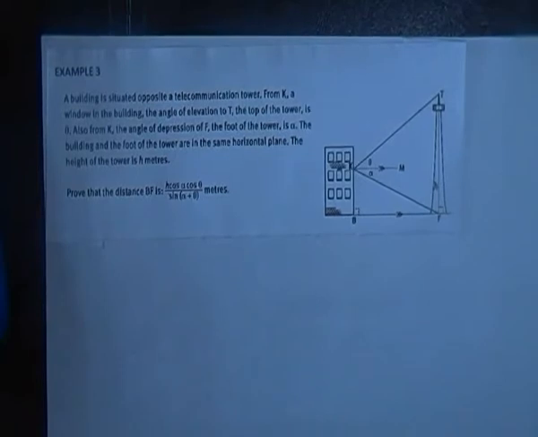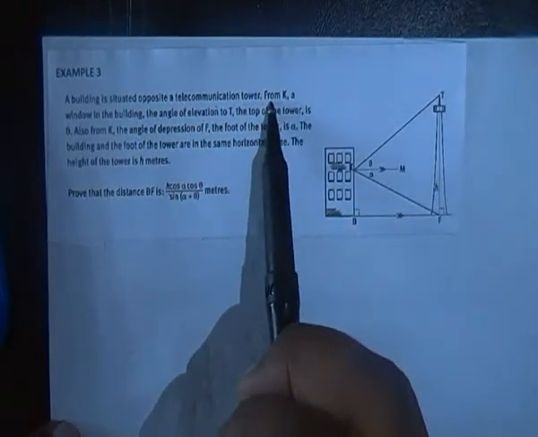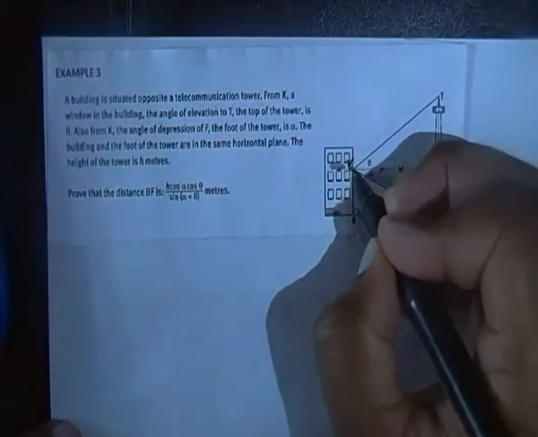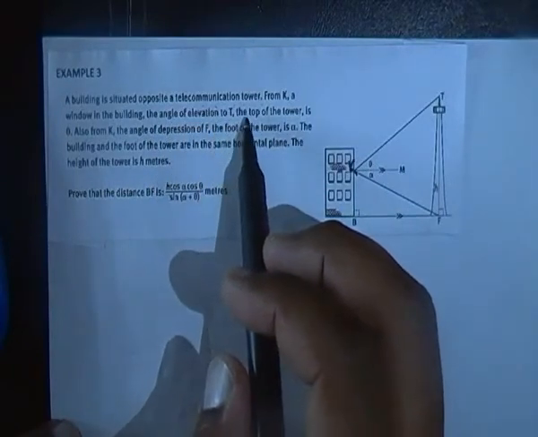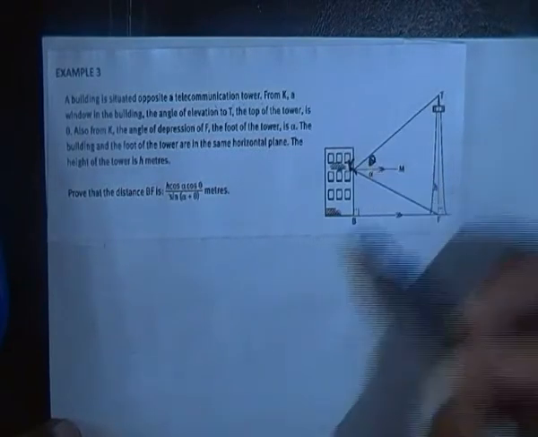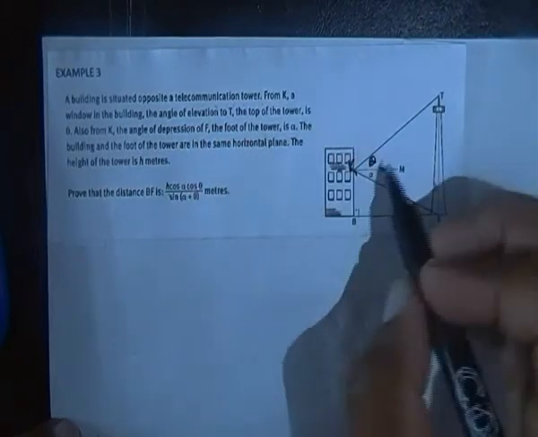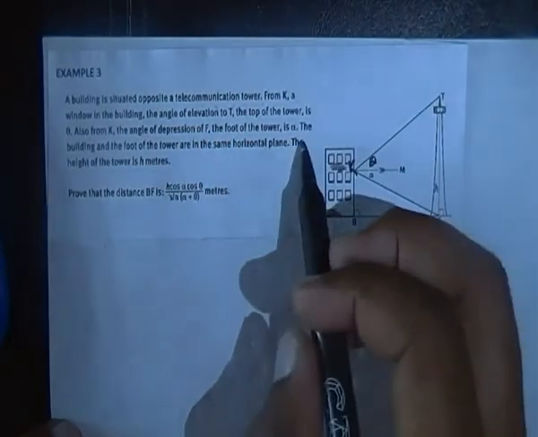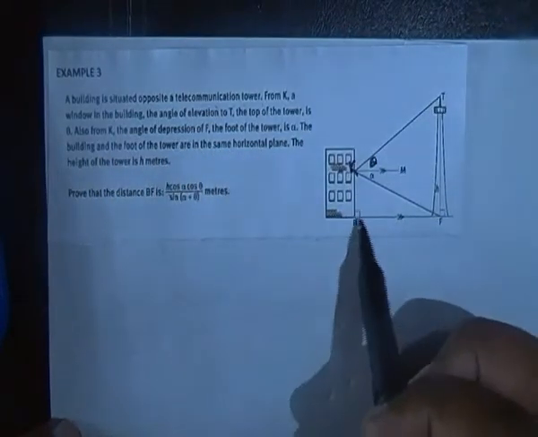Okay, example 3 reads like this. A building is situated opposite a telecommunication tower from K. Where's K? Oh, there's K. A window in the building, the elevation to T from the top of the tower is theta. So there's the angle of elevation, theta, over here. Also from K, the angle of depression to the foot of the tower is alpha. So there's the alpha.